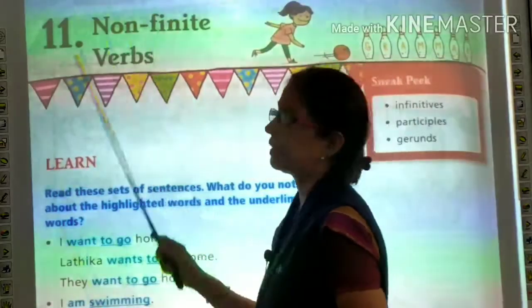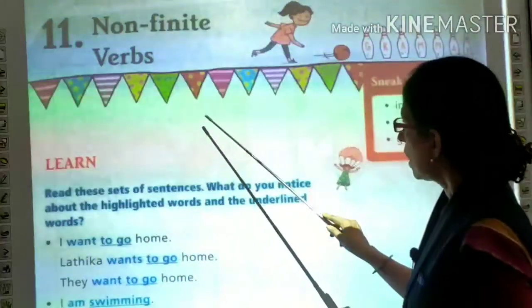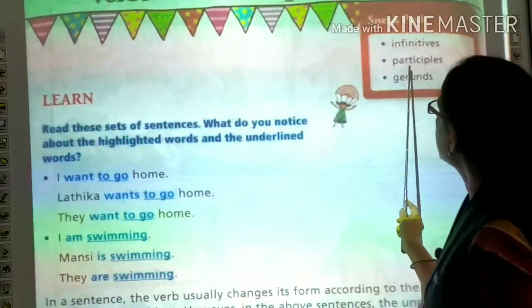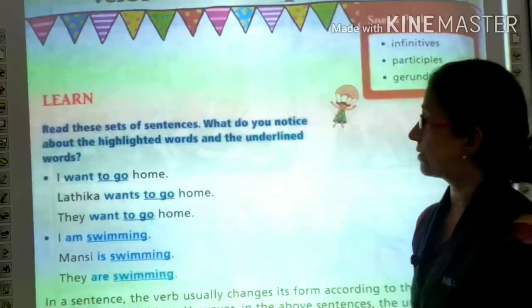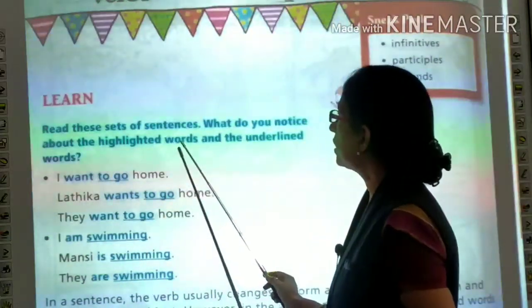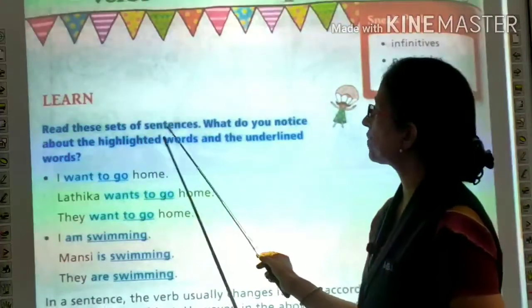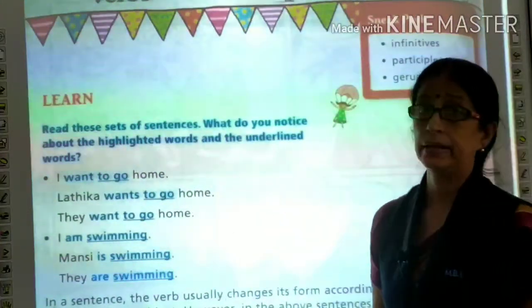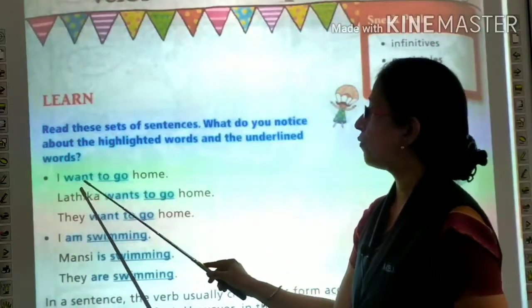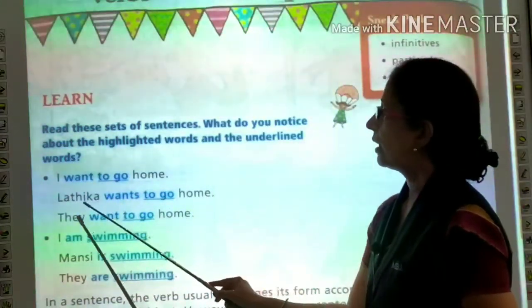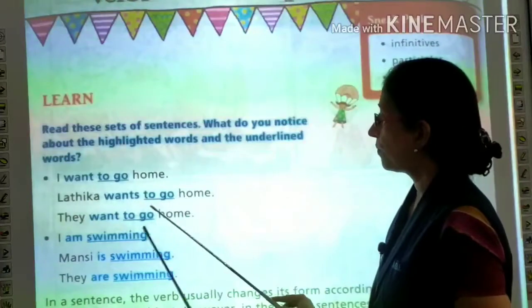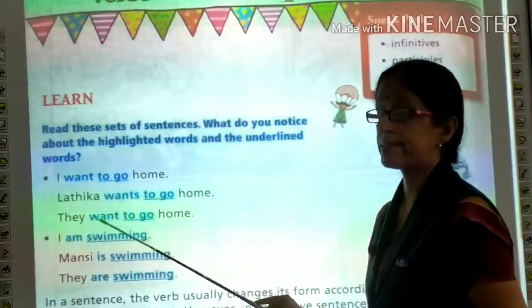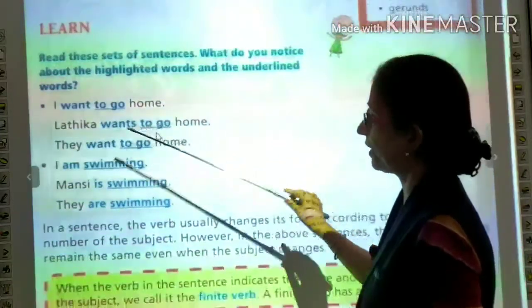We will be learning about non-finite verbs. Now here, in non-finite verbs we are going to see these points: infinitives, participles and gerunds. Now what is this about? Here we'll read this set of sentences. What do you notice about the highlighted words that are underlined? Now here we will read: I want to go home, Latika wants to go home, they want to go home. Now, what do you understand from this? We will read more about it.